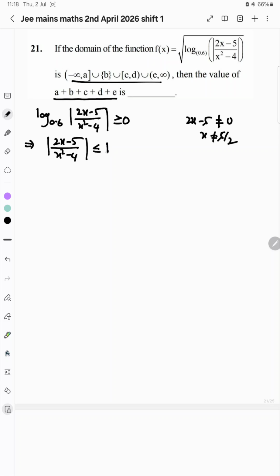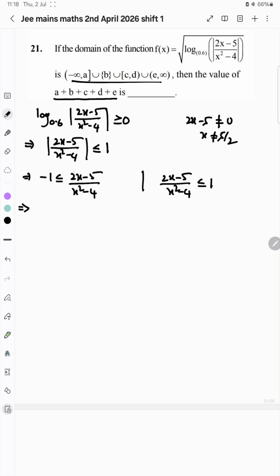Now mod x less than or equal to alpha type is there, so we will take the conditions like this. It is compared to minus 1, it should be greater inside value. So the first condition, and the second condition is that (2x minus 5) by (x square minus 4) value must be smaller than or equal to 1. Now from these two conditions we will get the values.